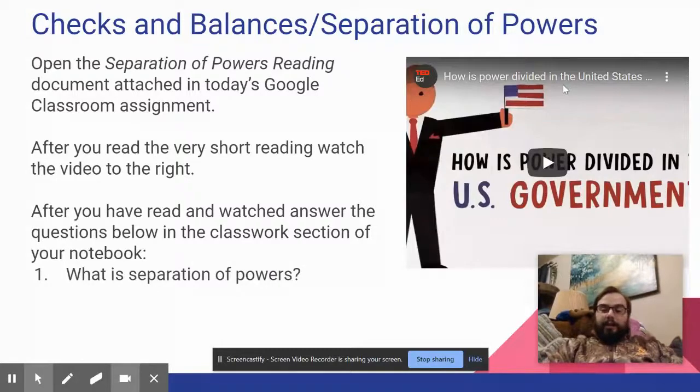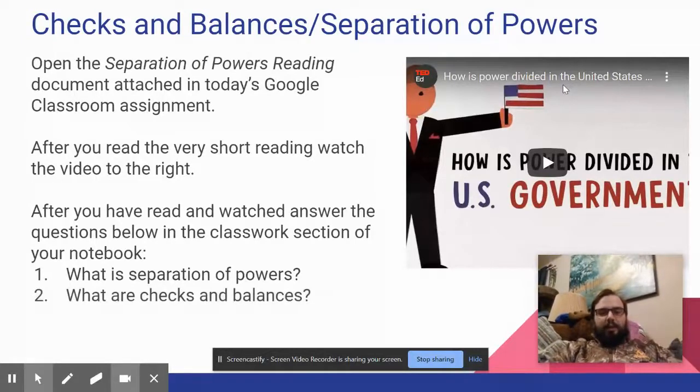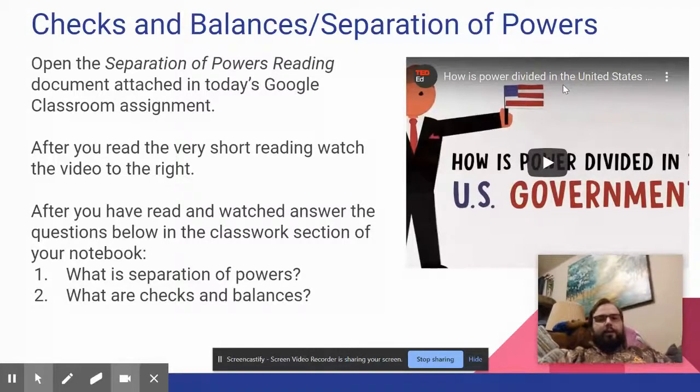What is separation of powers? Define that for me. What does that phrase, separation of powers, mean? I'll give you a hint: it's defined in the reading for you. Second, what are checks and balances? Give me a definition for them. Both the video and the reading will tell you a ton about what they are. No reason you should get that one wrong.